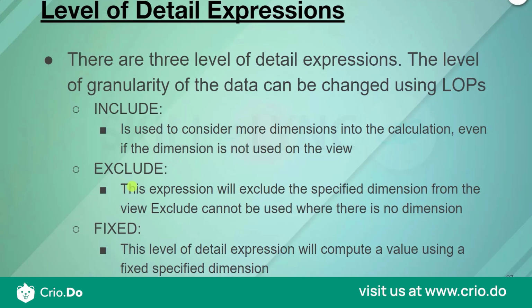It says that you can use your dimension inside your calculation, and if you're not using that on the view, whatever value you're seeing on the view, this will consider this include calculation and whatever dimension you used inside your include dimension, and it will give you a result from this calculated field.